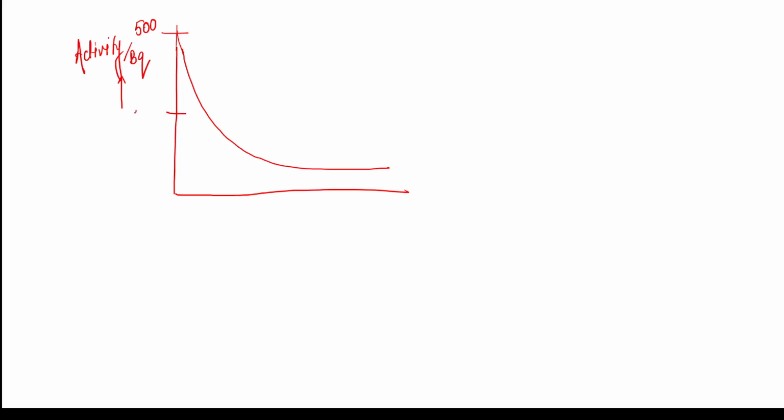and it becomes 250 in, let's say, 4 hours. Then it'll become 125 in the next 4 hours. So this will be 8 hours and so on. So this is time in hours. This is then used to find out the half-life. So the half-life of this particular radioactive substance is 4 hours, because that is the time in which 500 becquerels became 250 becquerels.